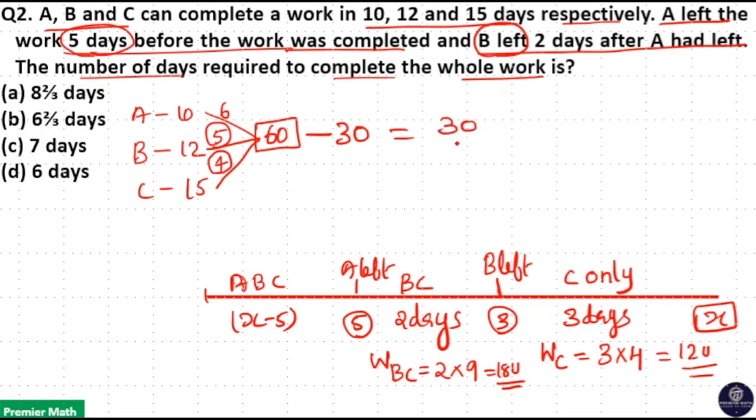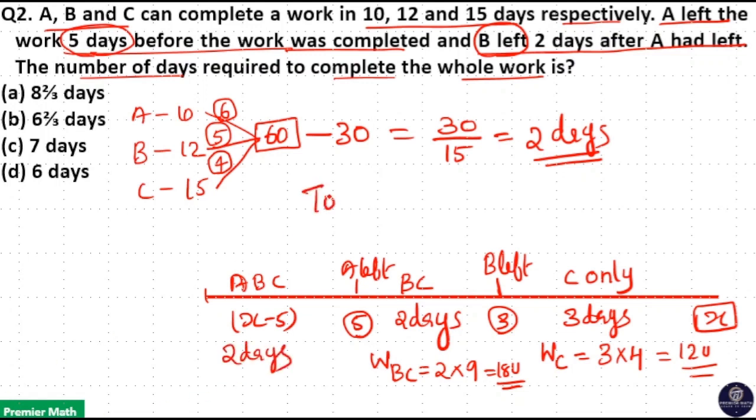This 30 unit work is completed by ABC. So ABC efficiency is 6 plus 4 plus 5, which is equal to 15. 30 by 15 is equal to 2. So ABC were working together for 2 days. Now total number of days.